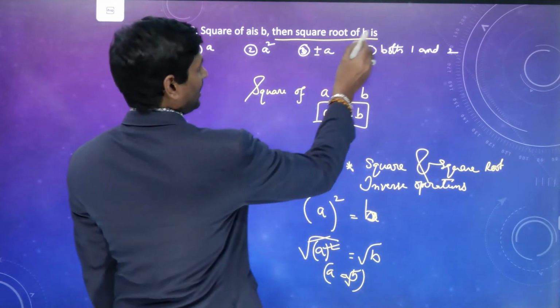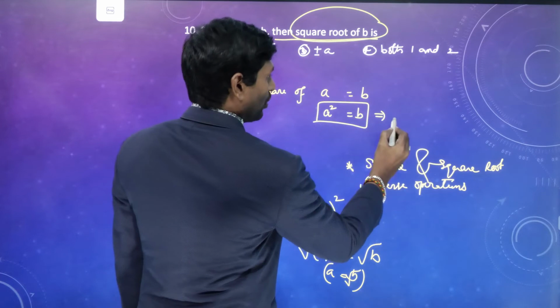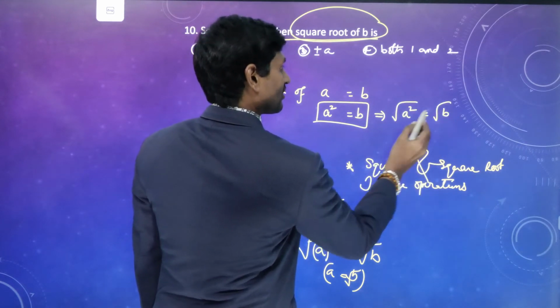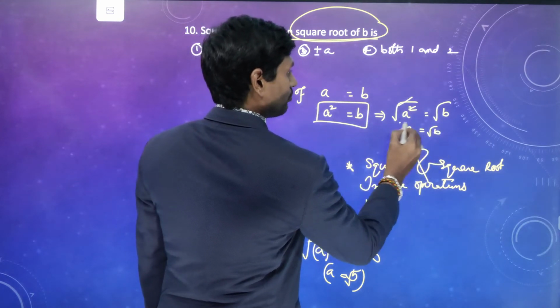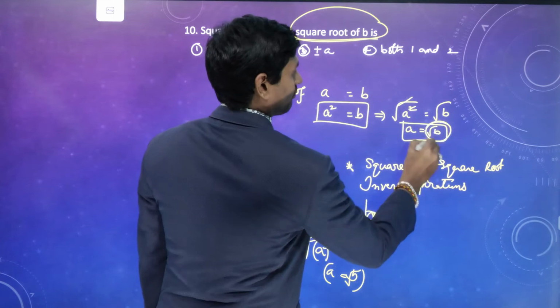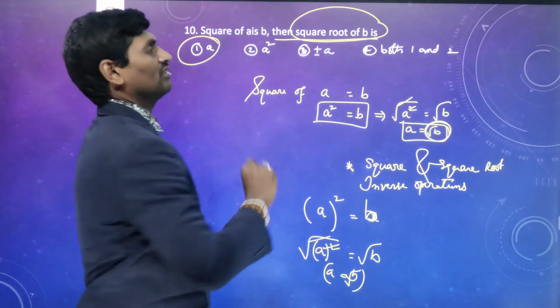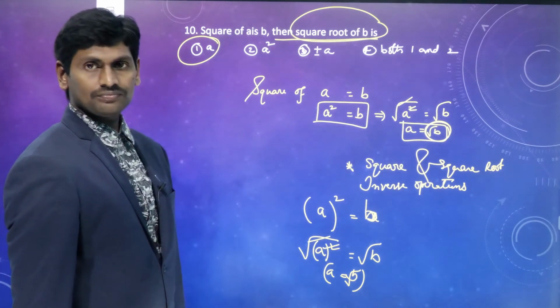So what is the question asking here? Square root of b. That means we want the square root. Now I am applying square root on both sides. The square root cancels, and a equals root b. That means square root of b equals a. Okay?